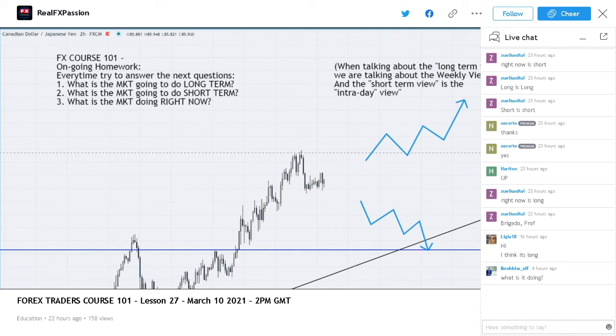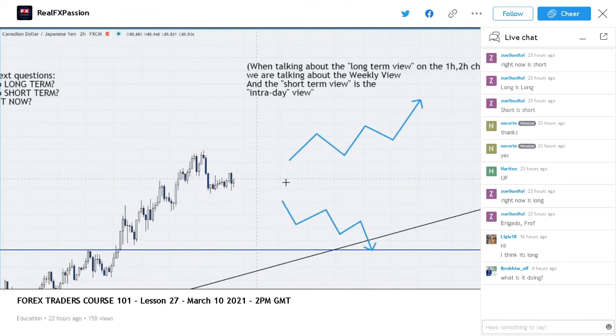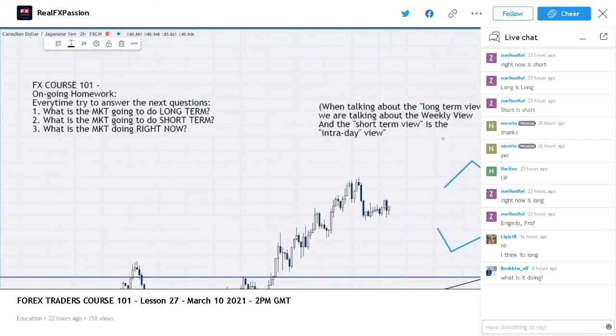Okay. So just quickly, what is the market going to do long term? What is the market going to do short term? And what is the market doing right now? Well, at least right now, because this is the sideways movement, everybody.